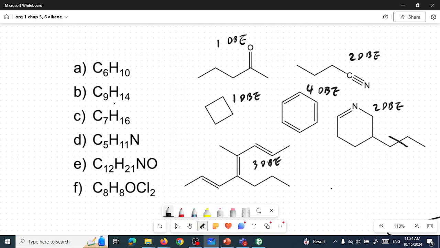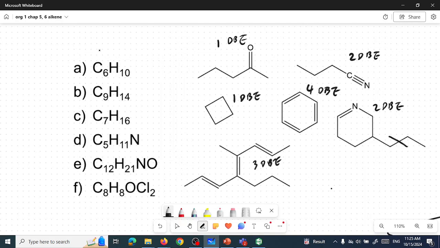Now let's take a look at these chemical formulas. Without structure, we won't be able to see exactly whether it has a double bond or ring or anything, but we can count the hydrogens. The first thing you're going to do is look at the number of carbons. For example, in formula A, there are 6 carbons.